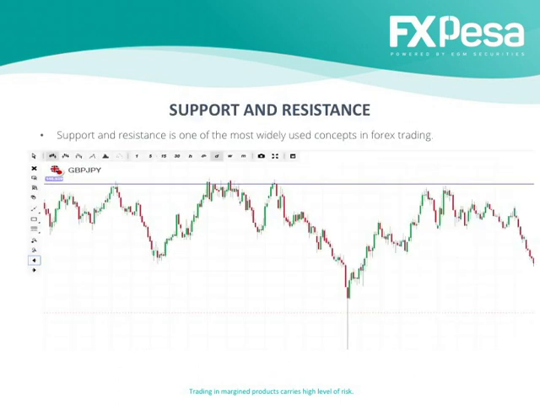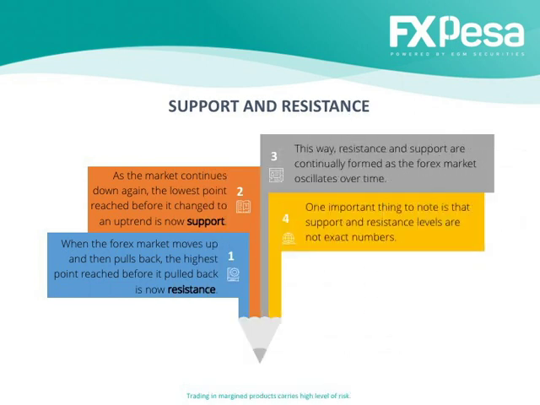Support and resistance. Support and resistance is one of the most widely used concepts in Forex trading. When the Forex market goes up and then pulls back, the highest point reached before it pulled back is known as the resistance point. And as the market continues down again, the lowest point reached before it changed to an uptrend is usually known as the support. This way, resistance and support levels are continually formed as the Forex market oscillates over time.